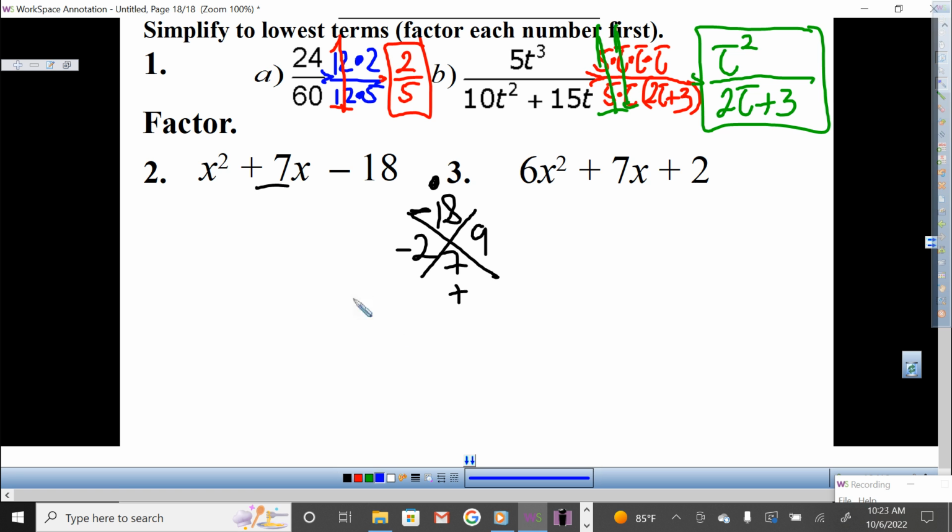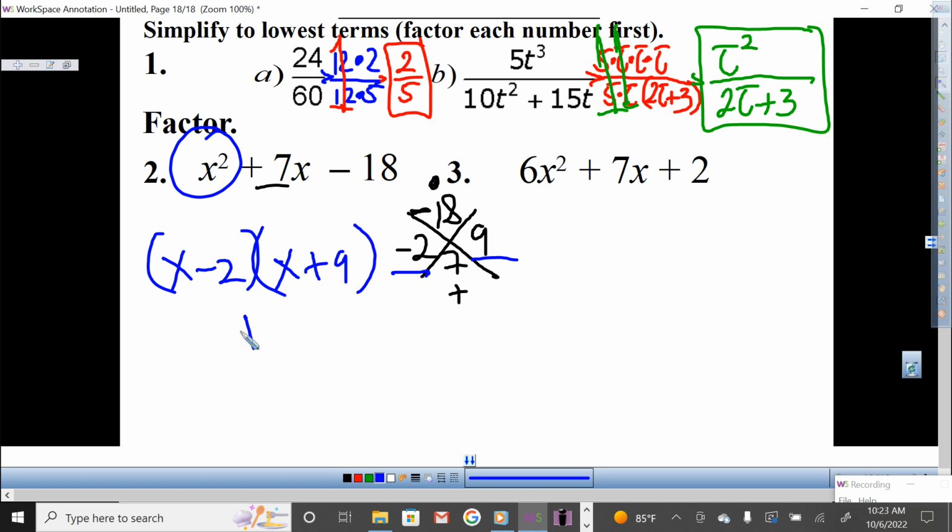So the shortcut is this. If the leading coefficient, that one, doesn't have a number aside from 1, then you can factor it, x times x. Is that correct? And then just use this number for one and this number for the other, and these are my factors.